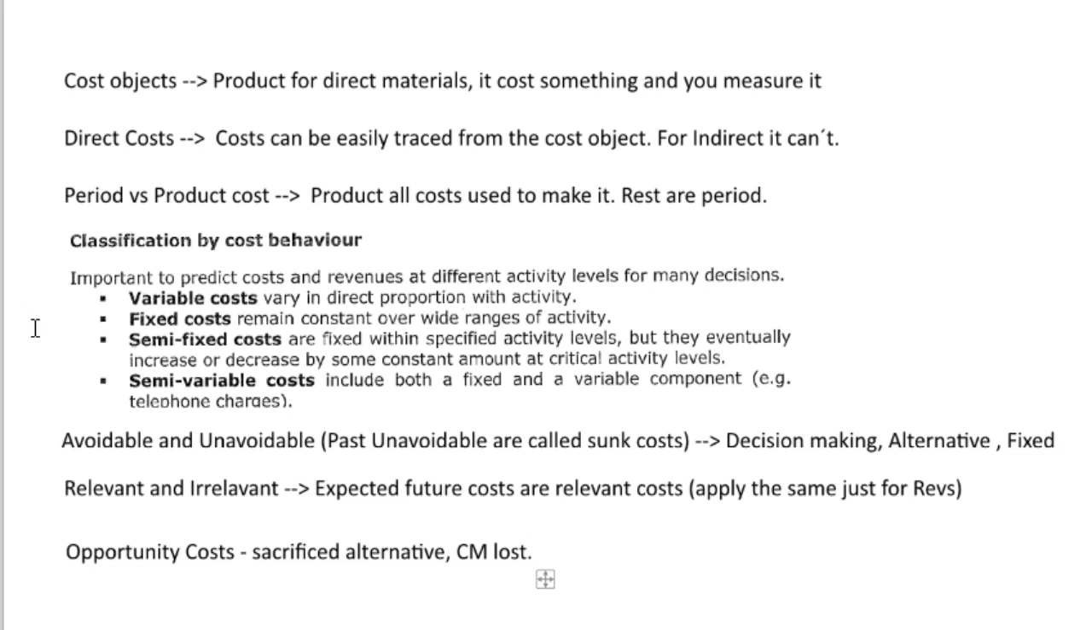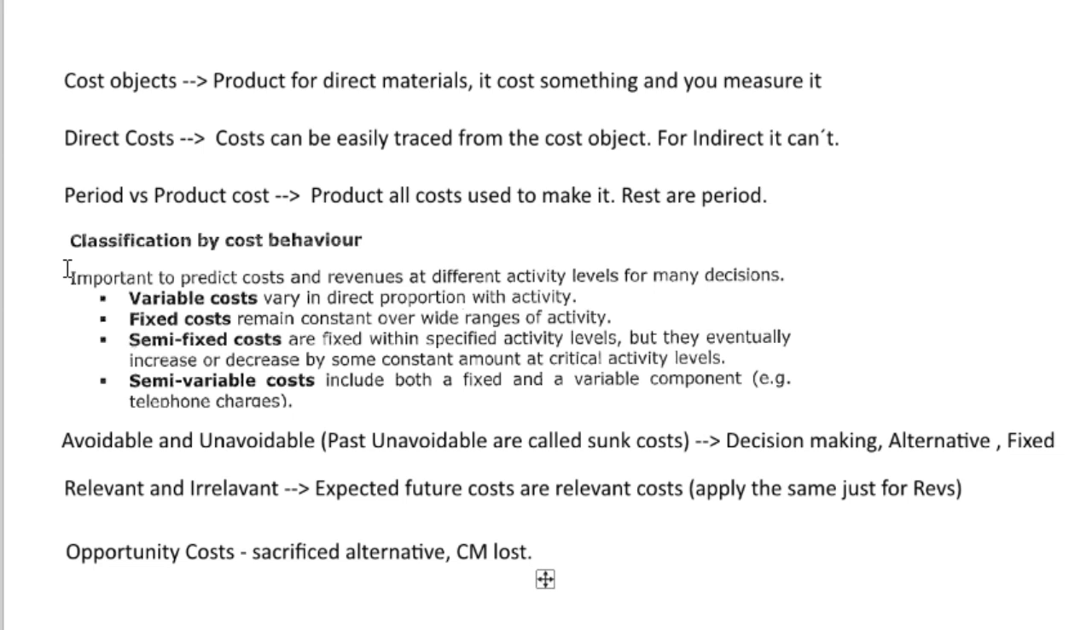Okay? Then you have relevant and irrelevant. Relevant costs or even relevant revenues are just the expected future costs or expected future revenues. These all occur in the future and they differ among the alternative courses of action. Alright? And then we have opportunity costs, which is like the best alternative sacrificed, and can be measured as contribution margin lost.